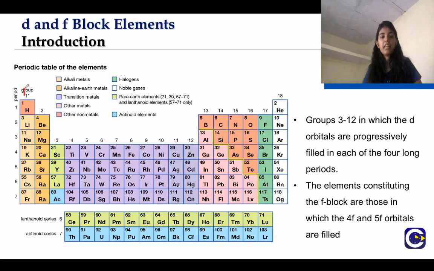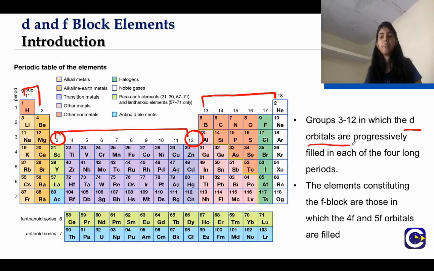See, here you can see that these are known as S block elements because the last electron enters in the S subshell, and here from 13 to 18 are known as the P block elements, where the last electron enters into the P subshell, and in between are the D block elements that are from group 3 to group 12. So these are known as the D block elements because in them D orbitals are progressively filled, right? So you can see that 4 periods are present in the D block.